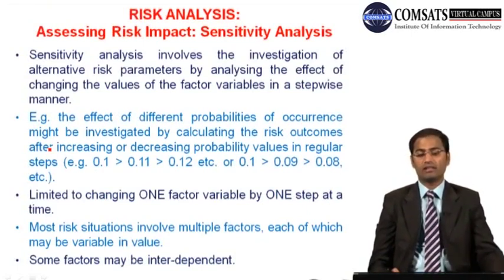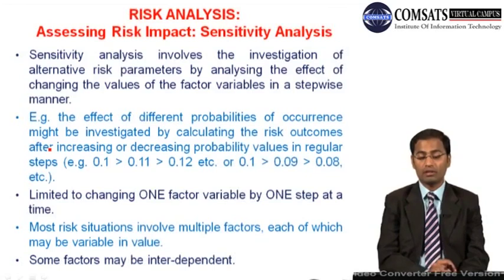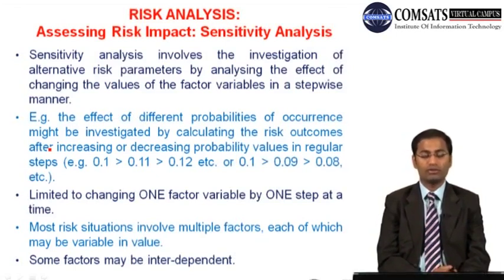And once again, there is sensitivity analysis. Sensitivity analysis involves investigation of alternative risk parameters by analyzing the effect of changing the values of the factor variables in a stepwise manner. For example, the effect of different probabilities of occurrence might be investigated by calculating the risk outcomes after increasing or decreasing probability values in regular steps. For example, 0.1, 0.11, 0.12, or 0.1, 0.09, 0.08, 0.07, etc. So this is limited to changing one factor variable by one step at a time. Most risk situations involve multiple factors, each of which may be variable in value. Some factors may be interdependent as well.